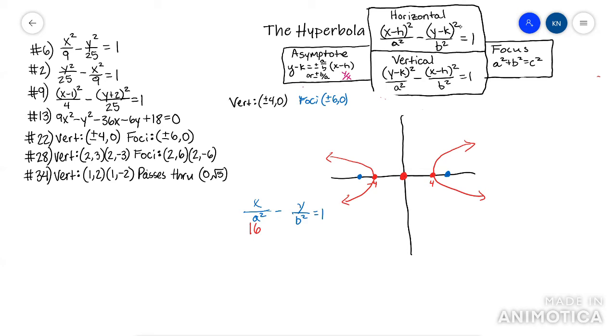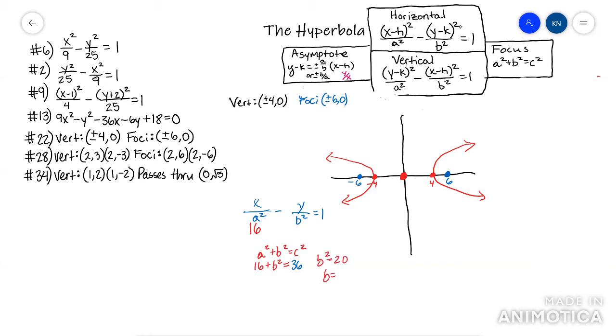And then I would be thinking, okay, a squared plus b squared equals c squared. Well, a we knew was 4, which meant a squared is 16. We don't know b squared, but we do know c squared. c is this distance to that blue dot. Well, that's 6 away, right? Because this is at 6, this is at -6. So that means c squared is 36. And so you can solve this and get b squared equals 20.